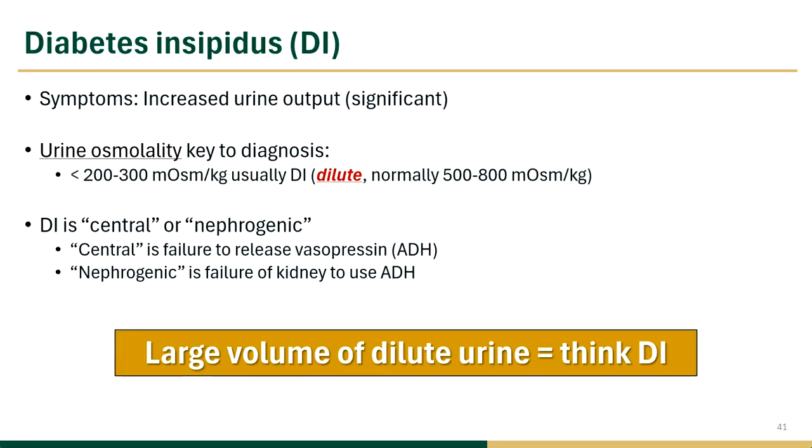Urine osmolality is the most significant diagnostic characteristic here. Less than 200 to 300 milliosmoles per kilo is usually diabetes insipidus, whereas normally it is 500 to 800 milliosmoles per kilo. When classifying DI, there are two types, central or nephrogenic. Central is where your body is not releasing enough ADH, and nephrogenic is where the kidneys are not using ADH appropriately to concentrate the urine. So a large volume of dilute urine is a clue to think about diabetes insipidus.